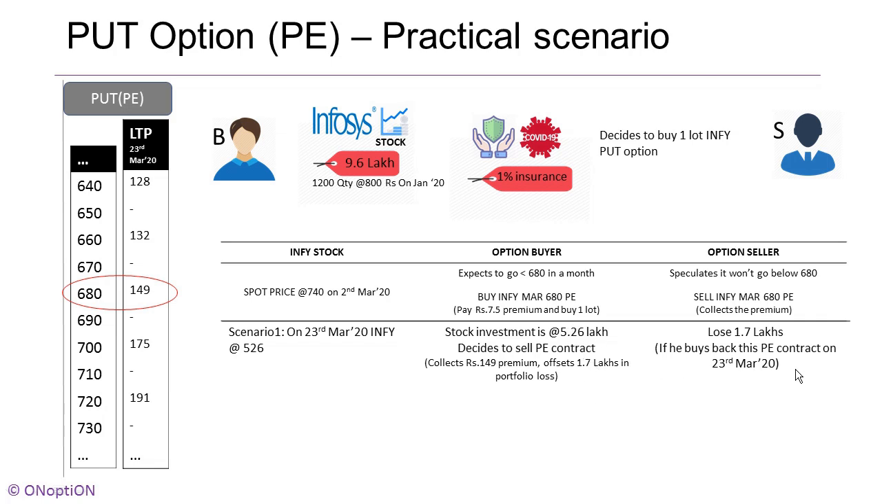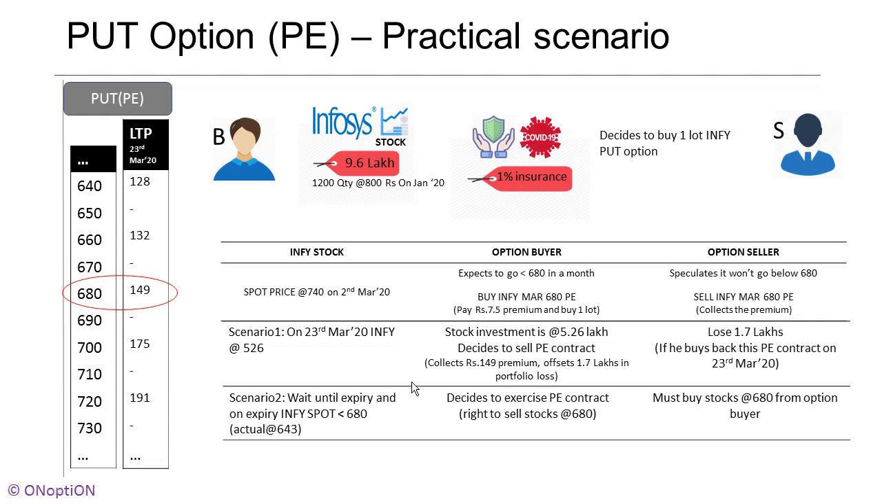What happens to the option seller? If the option seller buys back this contract because it had gone completely against his speculation, he has to close the contract. So if he decides to buy this contract, then he would be losing this 1.7 lakhs on 23rd March.